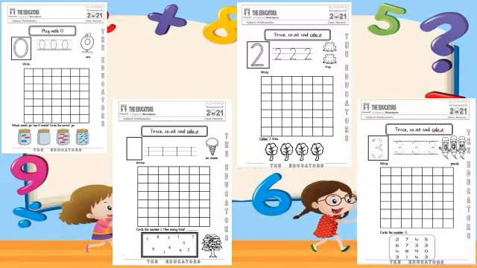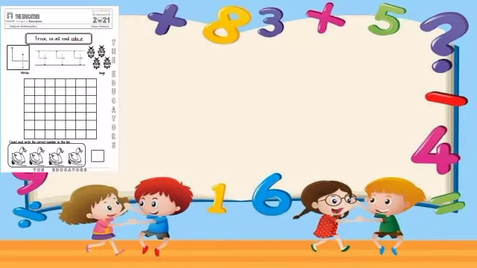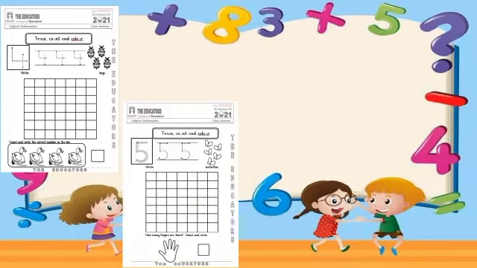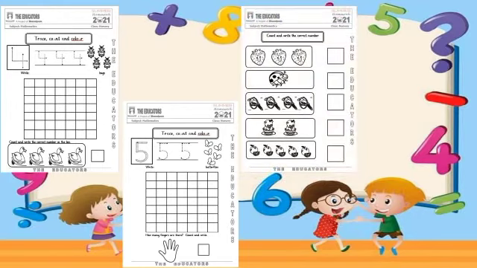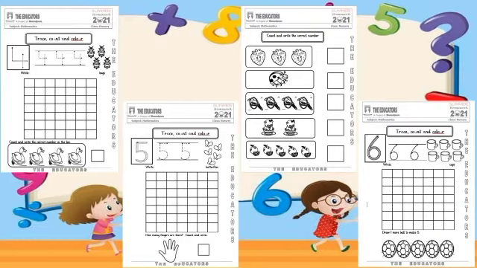On page number 4, trace and write number 3 and circle all the number 3 you see down here. On page number 5, trace and write number 4 and count all the ducks down here and write in the box. On page number 6, trace and write number 5 and count the fingers below and write. On page number 7, count the objects and write the correct number in the box. On page number 8, trace and write number 6 and draw one more ball to make 6 balls below.